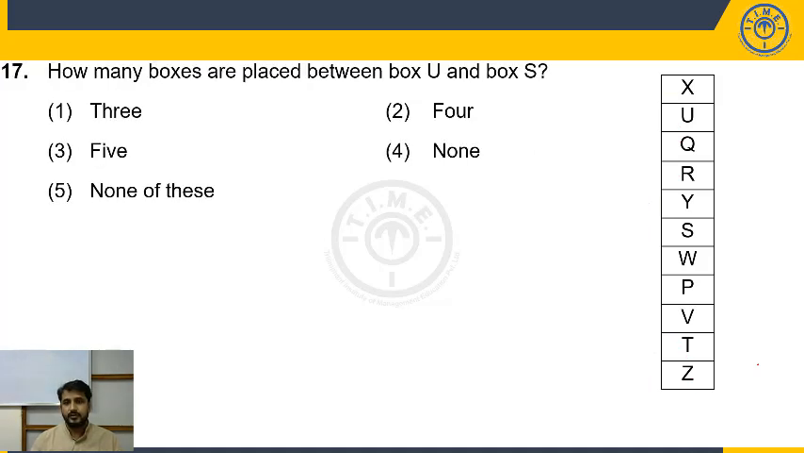How many boxes are placed between box U and box S? U is here and S is here. How many are there? 3. Choice 1.